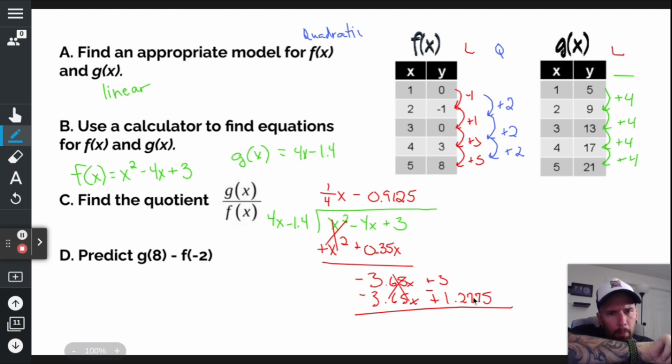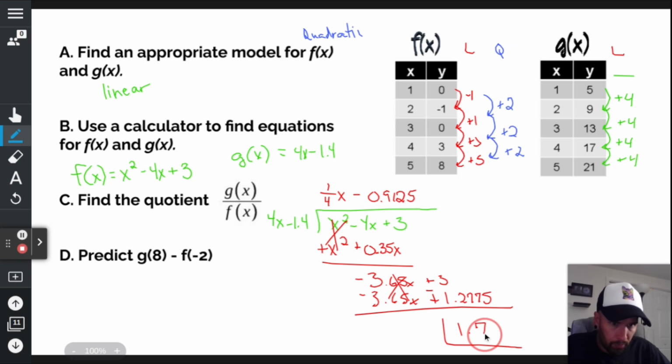3 minus 1.2775. It's 1.7225. So I would put that, my remainder, right up here. And the factor that I use to divide right here.